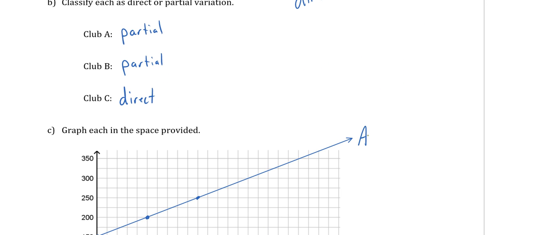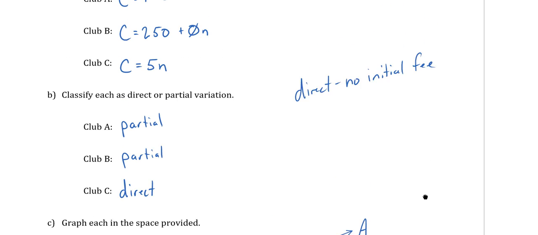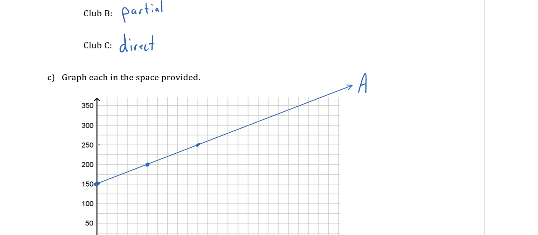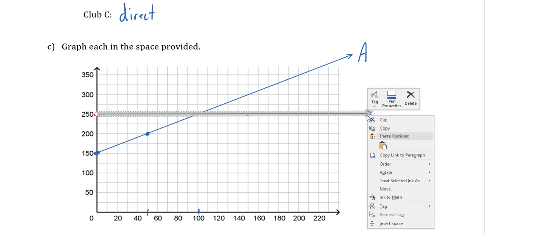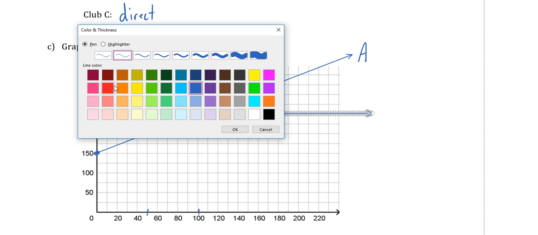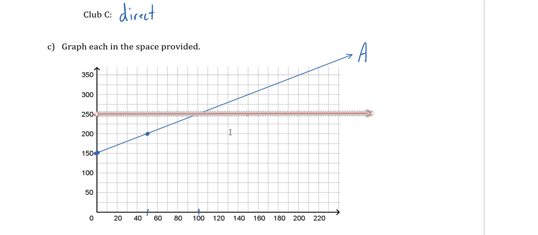Club A. So B is 250 flat, so it starts at 250, and look, no matter how many you use, you're going to pay $250. So it's funny that we call it a flat rate, and then it actually is a flat line on the graph. Okay, and that one was B.